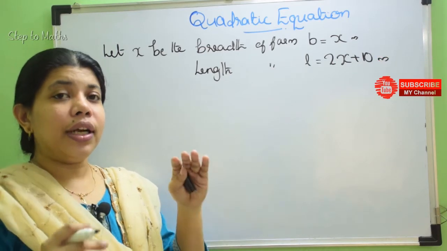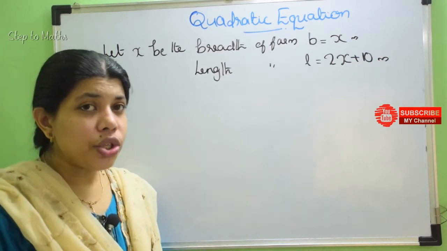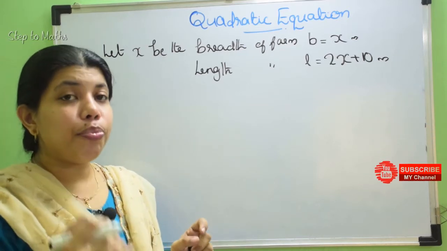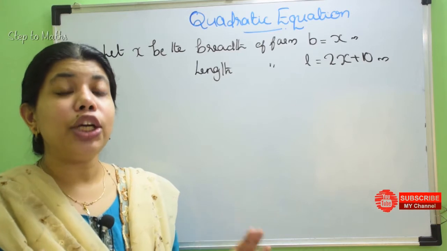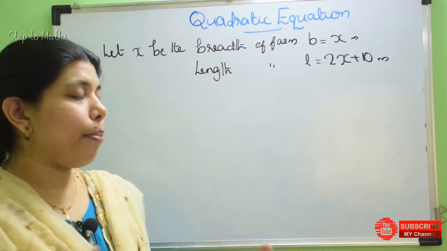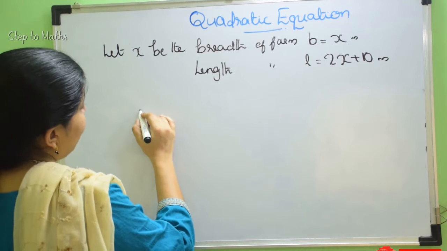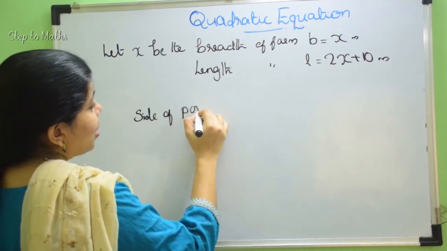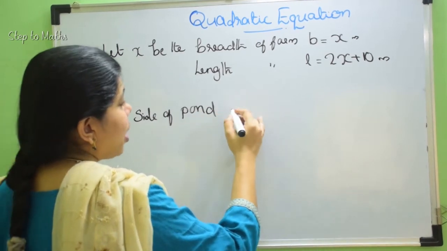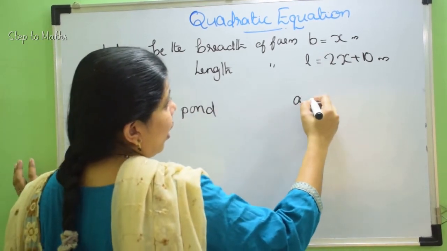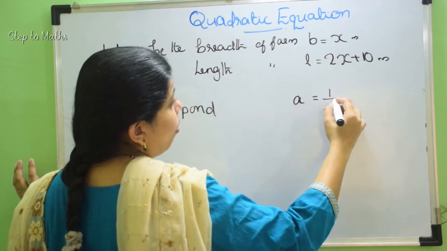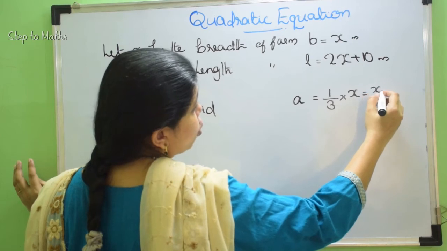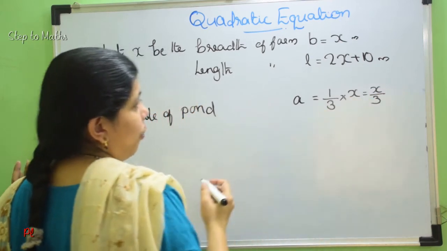The person digs a pond to harvest the rainwater and the side of the pond is 1/3 of the breadth of the farm. So we can write side of the pond. The pond is in a square shape. So the side of the pond A equal to 1/3 of the breadth of the farm. That is x by 3.